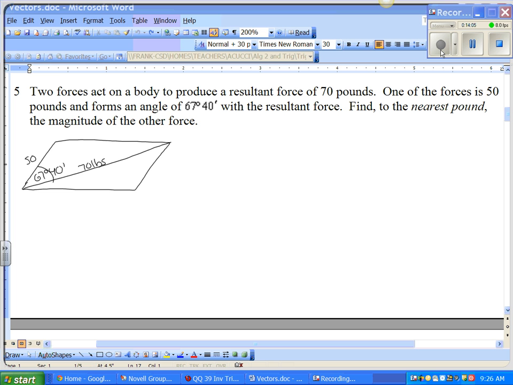So we want the other force. Notice I selected the top triangle instead of the bottom. Why? I have all the information I want for the top triangle. Why mess with the bottom one if I don't need to? It's just going to make more work for me. I don't want more work, I want less. So how do I set this up? What am I going to use? Law of cosines. Tell me what to write, please.